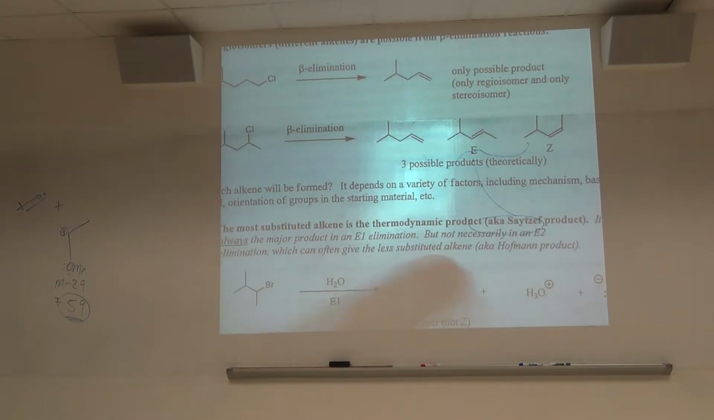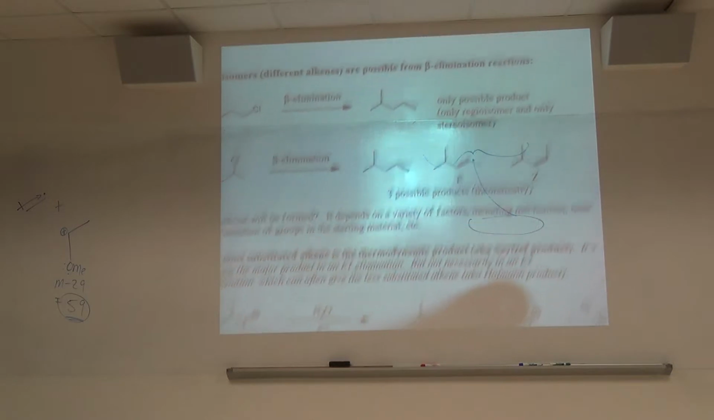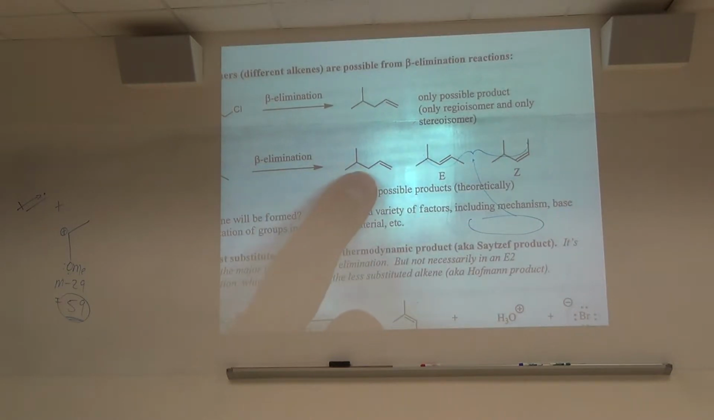By the way, the less substituted is called what product? Hoffman. So this guy over here is the Hoffman product for the above reaction. Hoffman is just a name for the less substituted alkene.